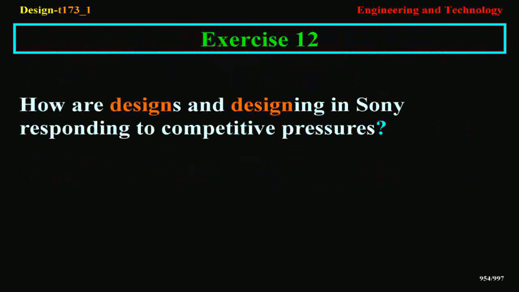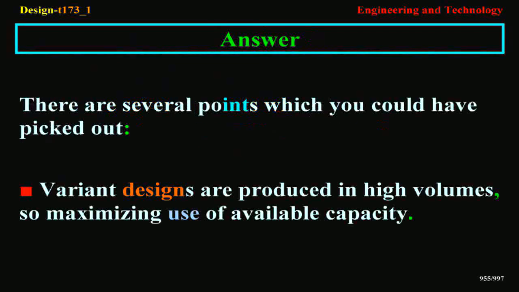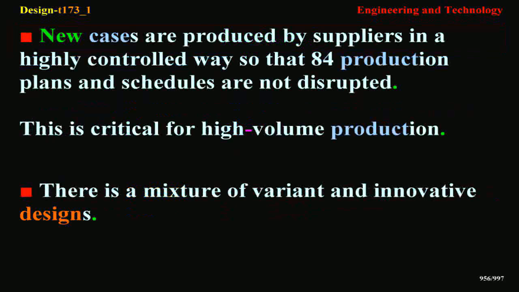Exercise 12. How are designs and designing in Sony responding to competitive pressures? Answer. There are several points which you could have picked out. Variant designs are produced in high volumes, so maximizing use of available capacity. New cases are produced by suppliers in a highly controlled way so that production plans and schedules are not disrupted. This is critical for high volume production.